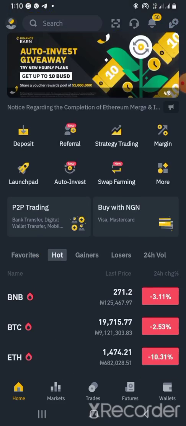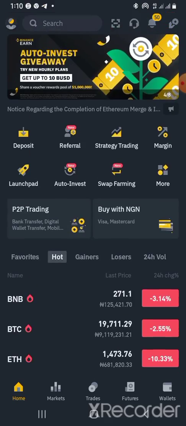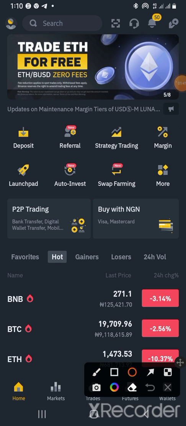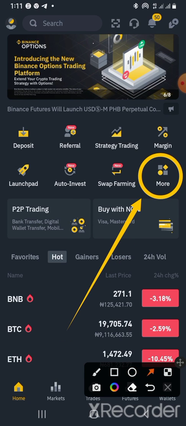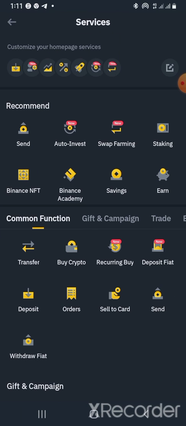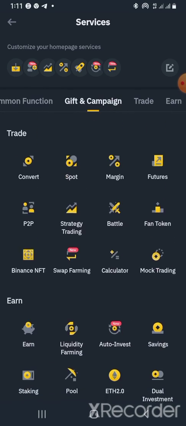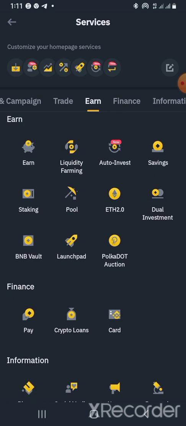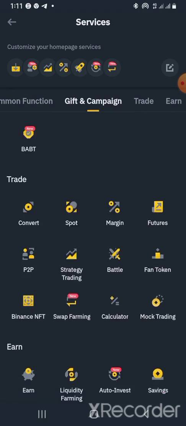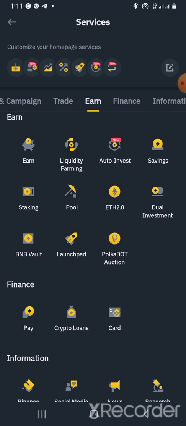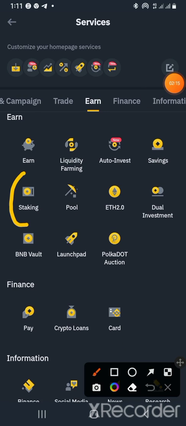One of the ways you can actually make good profit from this application is by staking. Now you can see where I circled. You click on more. Once you click on more, you scroll down and you see the staking section. You can see it here where I circled.